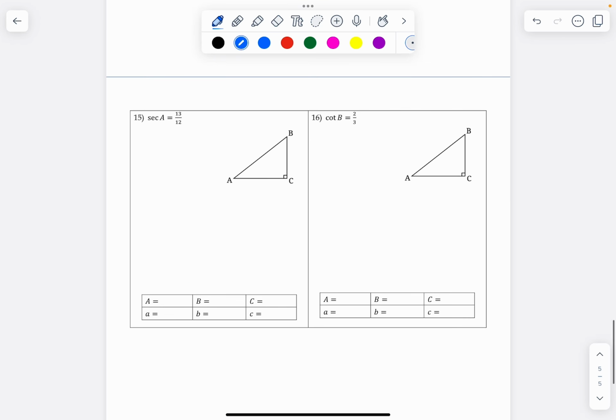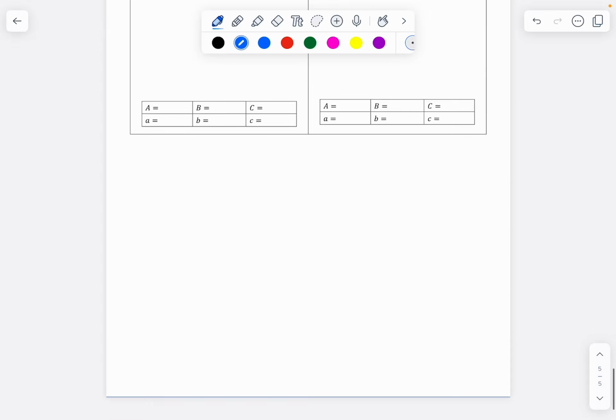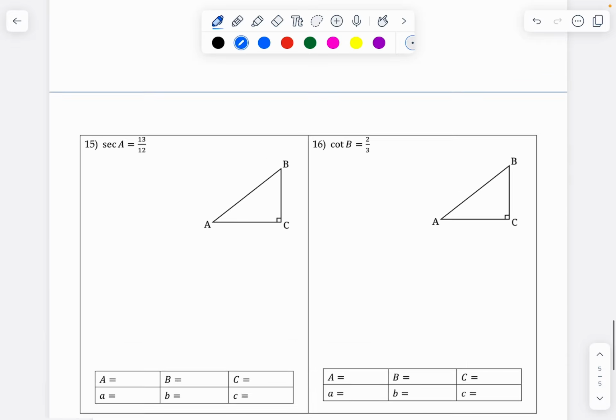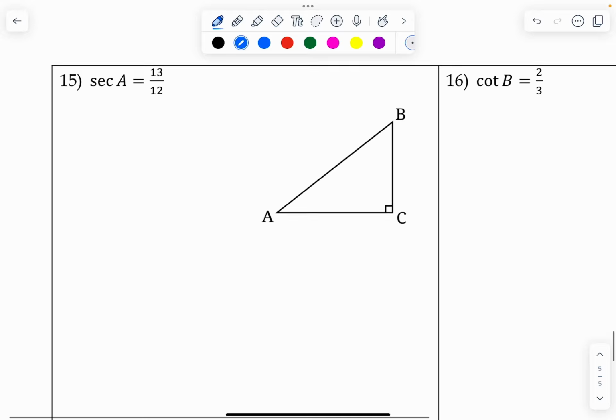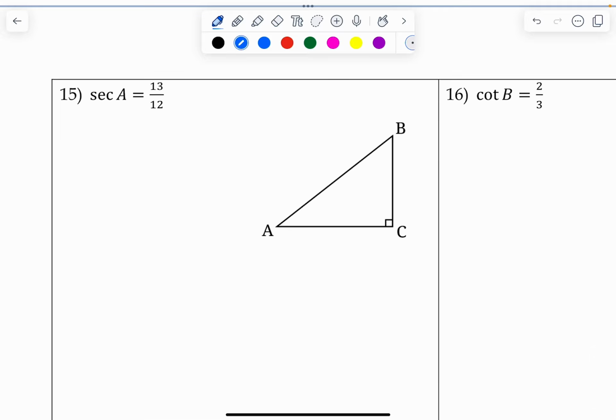Okay, so now they've given us secant and cotangent. Let's look at this first one. Secant of A. I sometimes forget, so what I would say is secant's buddy is cosine. So cosine of A is going to be the reciprocal, 12 over 13. Cosine, here's our hypotenuse, always. And here of A, this is the adjacent, would be 12, and the hypotenuse would be 13.